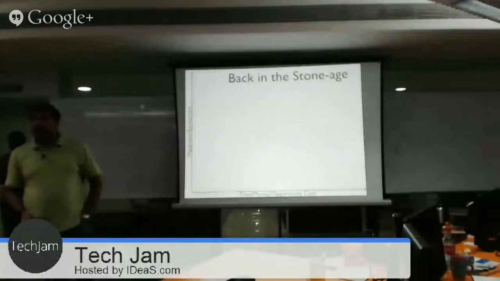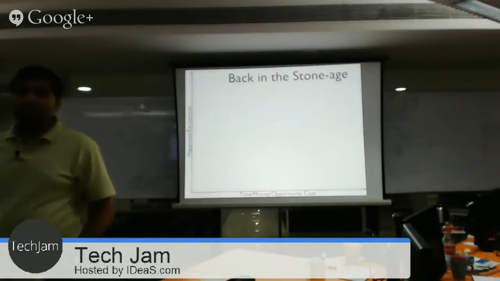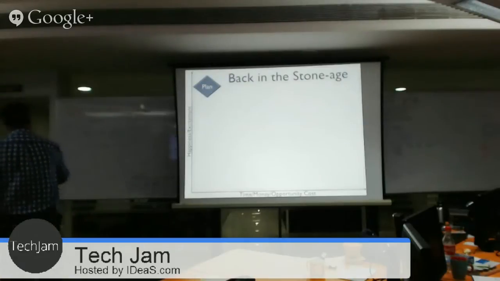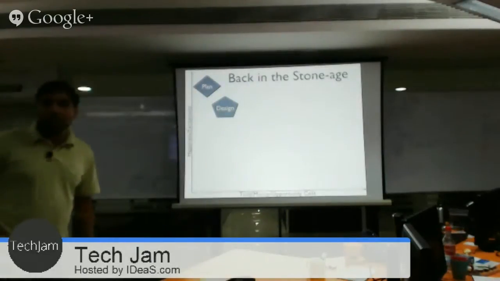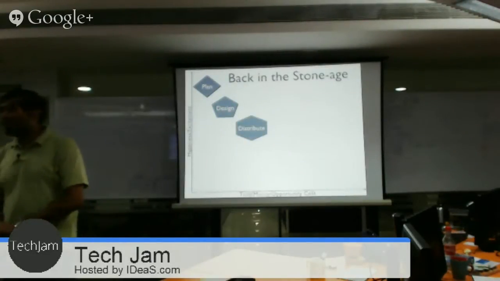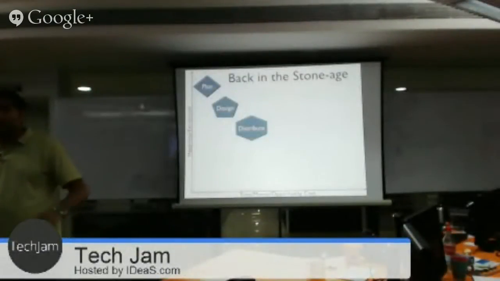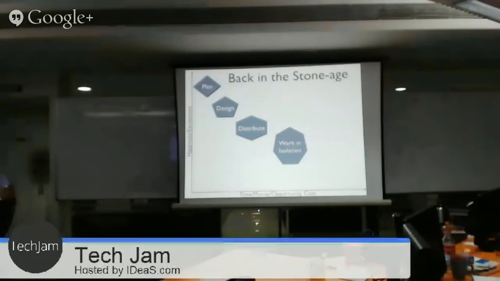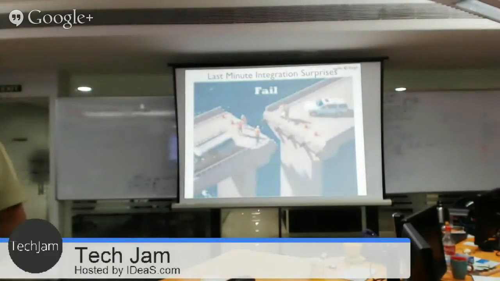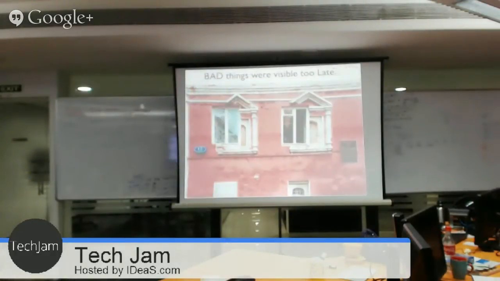Remember back in those days, how we used to build software back in the Stone Age? We would get together, plan how we need to build stuff. Then we come up with a big grand design of how the Taj Mahal will look. And then we divide the work amongst different team members, get everyone to take their piece of work and go off in isolation and start working on that. The work continues for a while. And then we try and bring everyone together to see how things work, right? And this obviously leads to things like last minute integration surprises. Things are visible only too late in the process, and many other things.